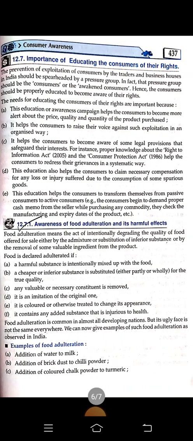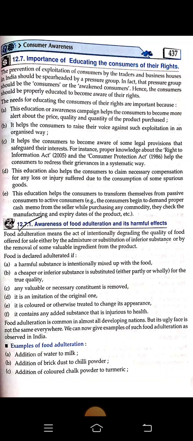Awareness of food adulteration and its harmful effects. Food adulteration means the act of intentionally degrading or spoiling the quality of the food offered for sale, either by adding different kinds of mixtures, or by substitution of inferior substances, or by the removal of some valuable ingredients from the product.